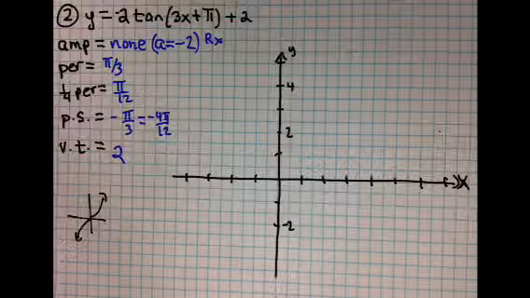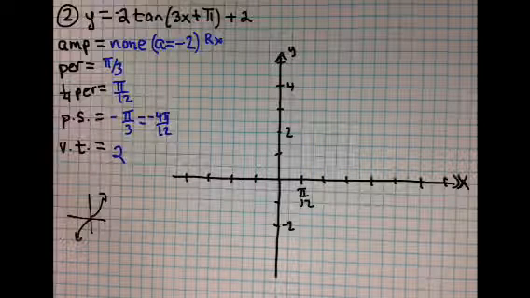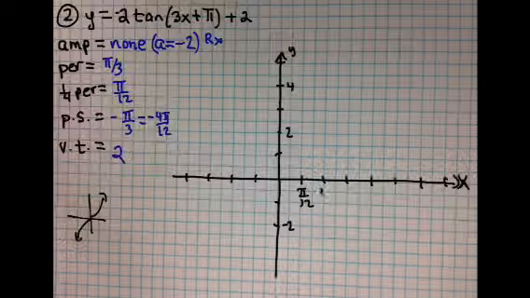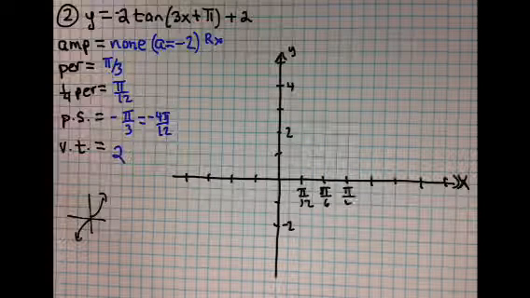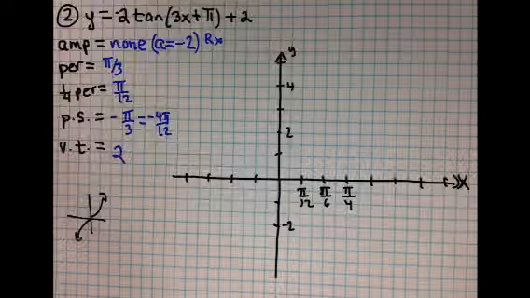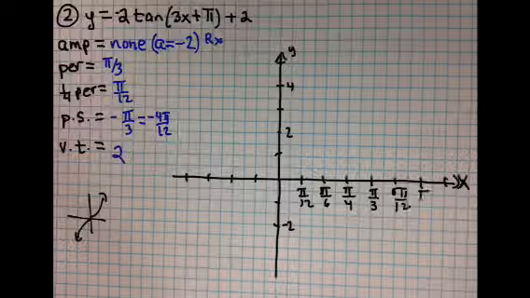Okay, so let me just adjust the screen a little bit. So let's label the x-axis. Every tick mark is pi over 12. So the next one would be pi over 6, because it's 2 twelfths. 3 twelfths is pi over 4. 4 twelfths is pi over 3. 5 twelfths. 6 twelfths is pi over 2.